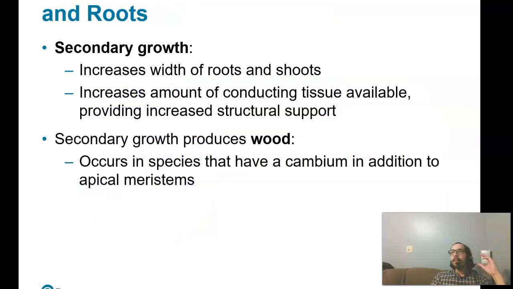So we said that primary growth increases the length. Secondary growth increases the width of roots and shoots. So this also increases the amount of conducting tissue that's available, and it provides additional support. The secondary growth is the one that produces the wood, and it occurs in the species that have a cambium in addition to the apical meristems.